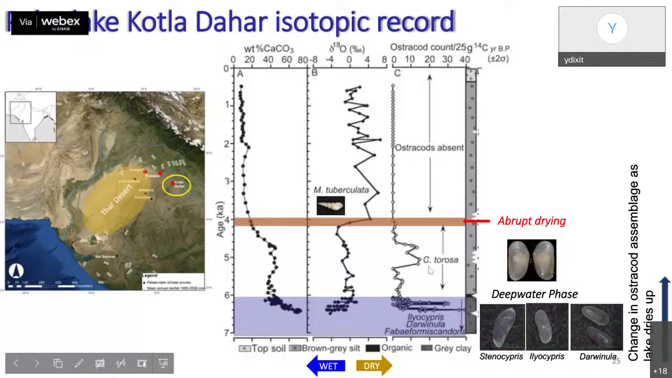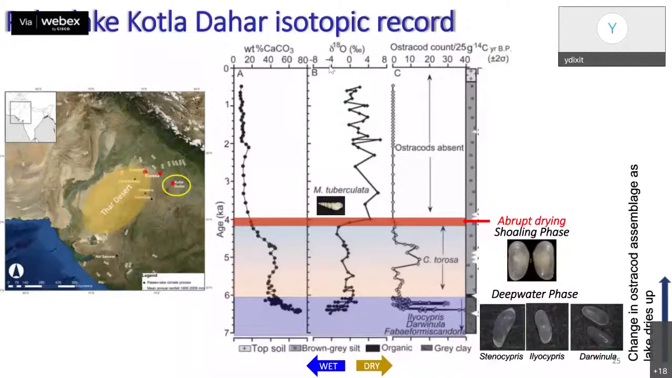The next phase was relatively drier. If you look at the oxygen isotope, the values are less negative now, and calcium carbonate is also not that high. It's now around 40% on average, and shells have also decreased. Then, at around 4,000 years, there's a drastic shift in oxygen isotope, from about -4 to +4. So it is from wet to suddenly dry.